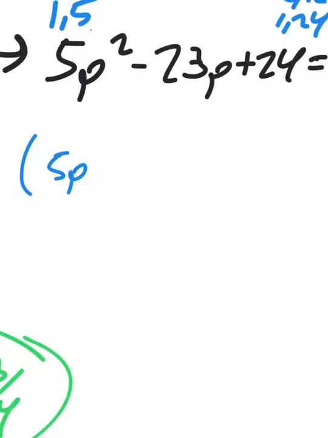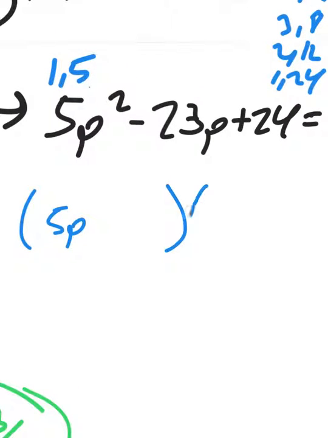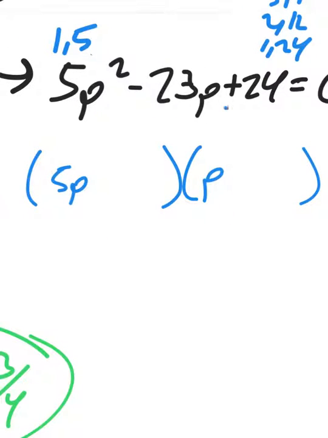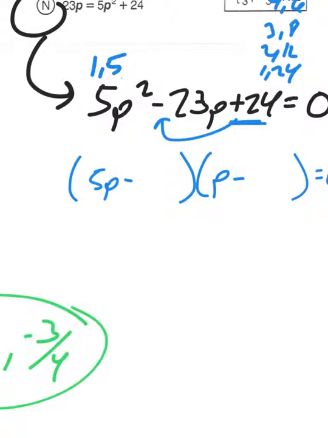So 5 and 1. Oops, kind of sliding around on me here. All that equals 0. Another good thing, thank goodness, this is positive 24, so both signs will be the same. And I'm trying to add to a negative, so they're both going to be negative. That at least saves me a little bit too.